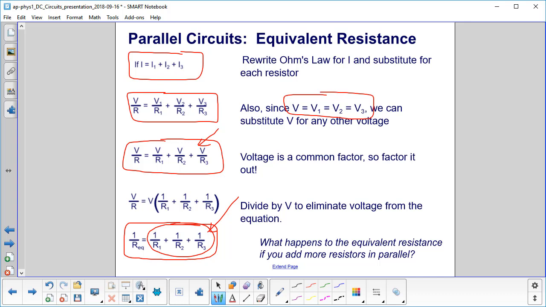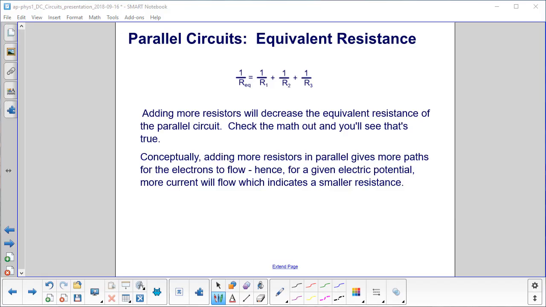What happens to the equivalent resistance if you add more resistors in parallel? Adding more resistors in parallel is the opposite of series. In this case, the equivalent resistance will actually decrease. So by adding more resistors, maybe intuitively you thought that would increase the resistance, but in parallel it decreases it. Go ahead and check the math out with some examples and you'll see it's true. Obviously that's not a proof of it, but it's pretty good. You won't find any cases where that doesn't work.